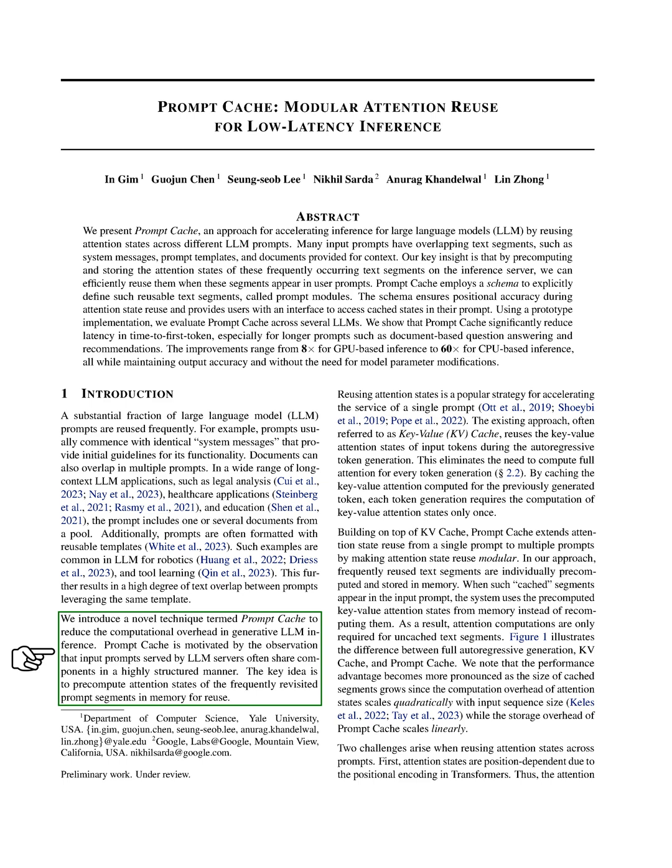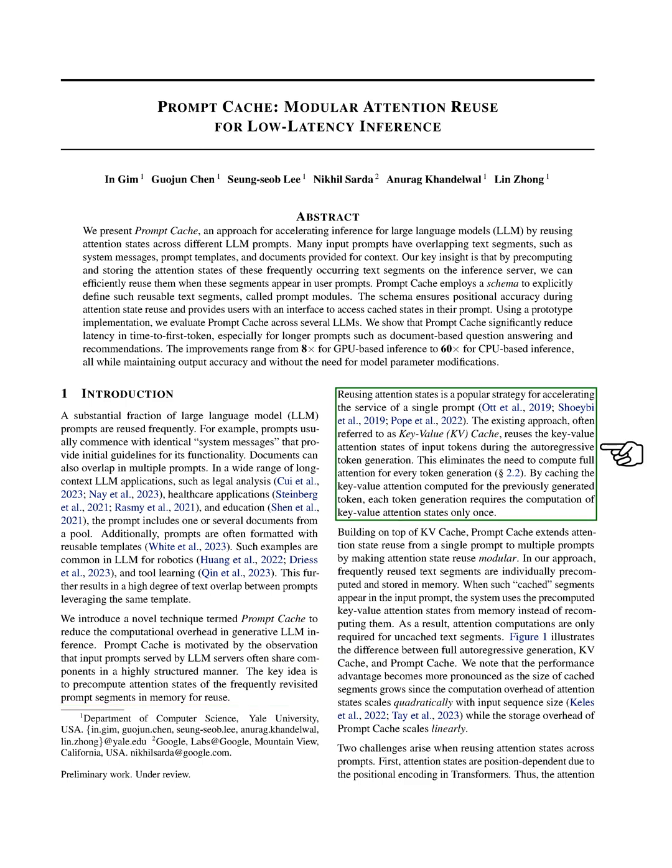Reusing attention states is a common way to speed up the service of a single prompt. The current method, known as key-value (KV) cache, reuses the key-value attention states of input tokens during the autoregressive token generation. This means that we don't need to calculate full attention for every token generation. By storing the key-value attention calculated for the previously generated token, we only need to calculate key-value attention states once for each token generation. Prompt cache builds on this by extending attention state reuse from a single prompt to multiple prompts. It does this by making attention state reuse modular.